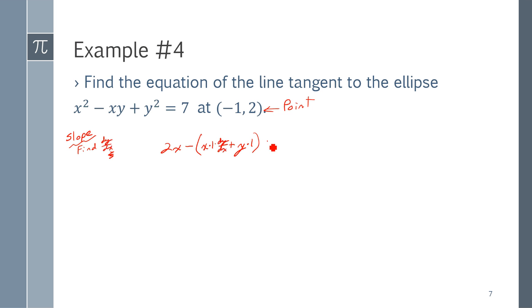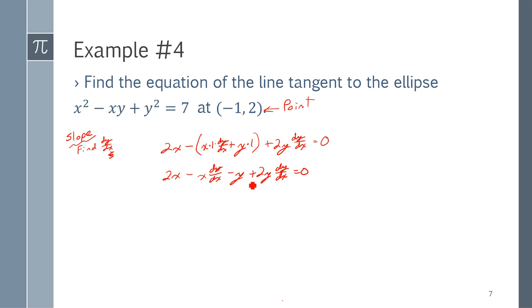And then I have my plus sign. Derivative of y squared would be 2y, but that's not an x, so I need a dy/dx. Then my equal sign, derivative of 7, that's derivative of constant, which is always 0. But I need to isolate my dy/dx, so I'm going to distribute my subtraction to get rid of my parentheses. So 2x minus x dy/dx minus y plus, not equals, plus 2y dy/dx is equal to 0.